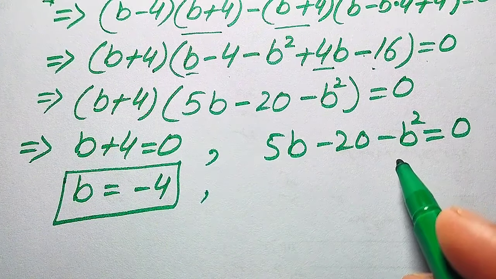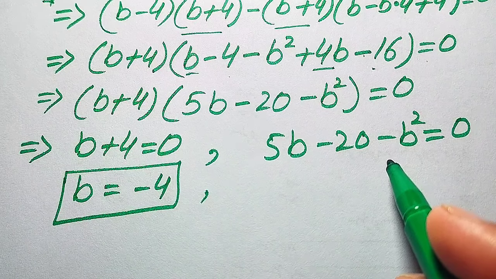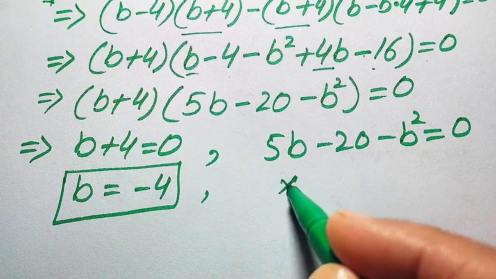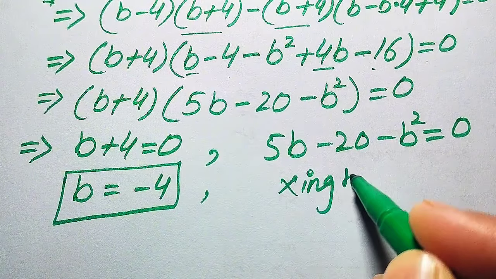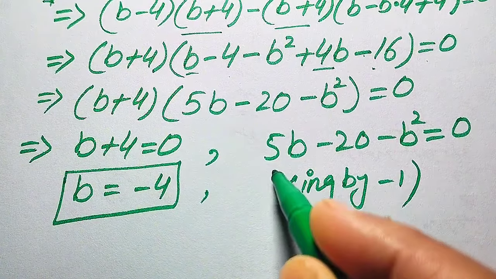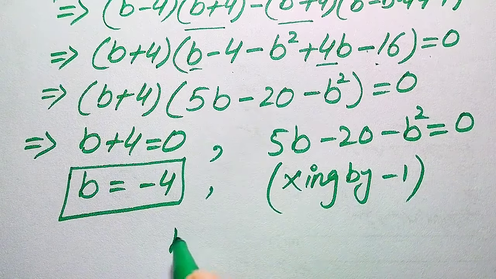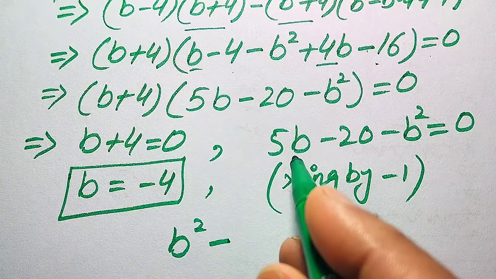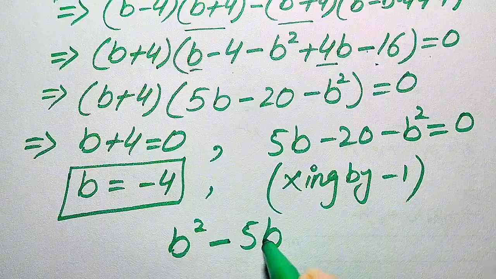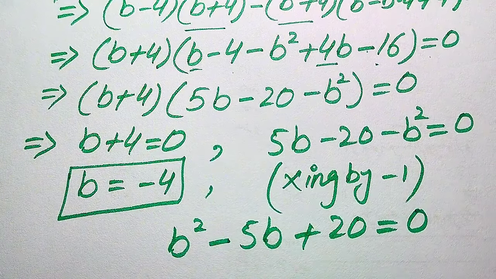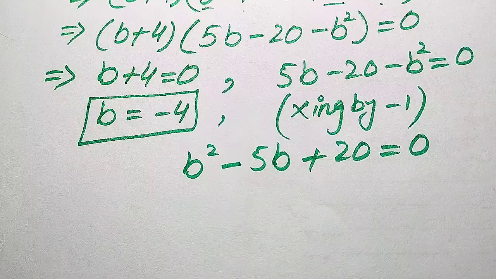And now, in order to find the other roots, we need to solve this quadratic equation, but it is not in the standard form. First we need to convert this into the standard form. For this we multiply both sides by -1. So when we multiply by -1, minus b square becomes plus b square, plus 5b becomes minus 5b, minus 20 becomes plus 20, and this whole equation equals 0.